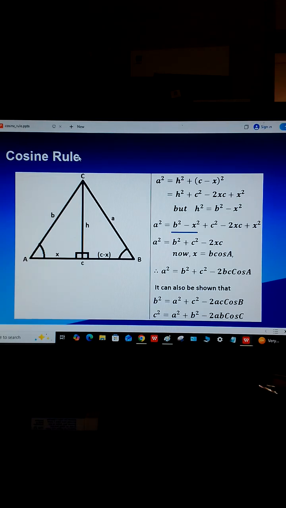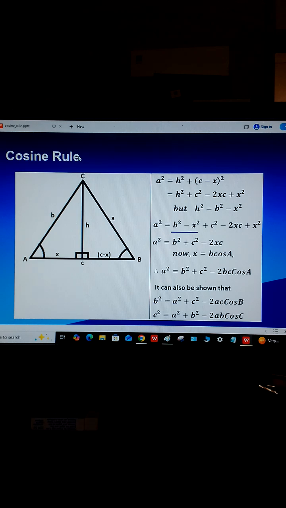My name is Samuel. In this video, I want to explain how to derive the cosine rule. The cosine rule is one of the rules in trigonometry that is used to solve triangles. Another rule is the sine rule. Let us begin to derive the cosine rule.